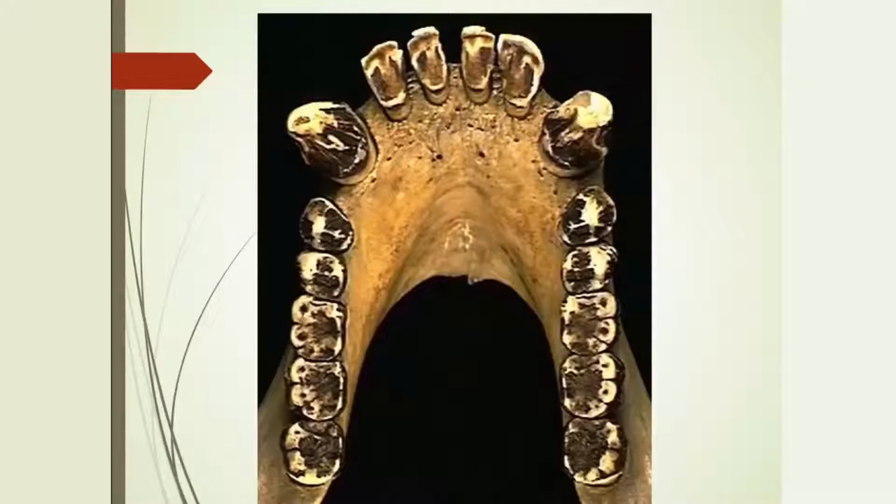All right, so again, you can see on this slide a picture of Australopithecine teeth as well. Notice that canines are a lot larger than we would see in humans, and the premolars and molars are really large. In fact, the premolars are just about the same size as the molars.